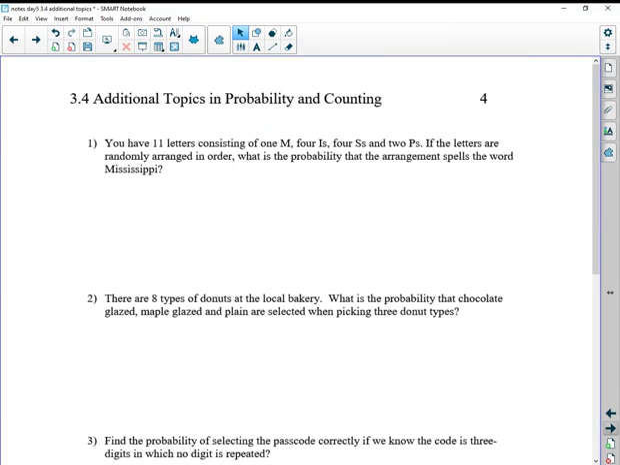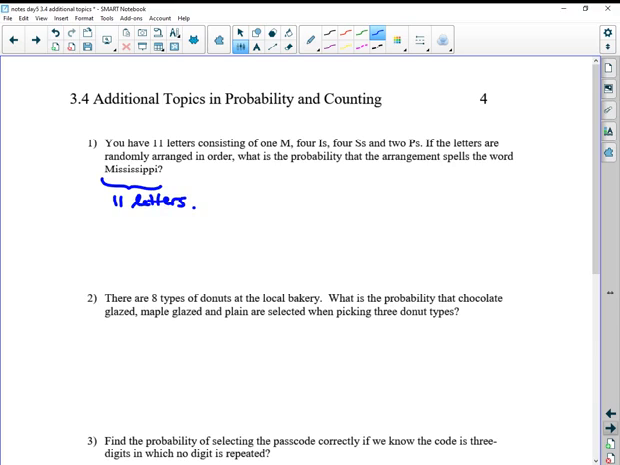Okay, so in this problem, we want to take these letters and see if we just throw them down. Are we going to be able to get the word Mississippi spelled if we just throw them down? What's the probability of that happening? Picking them out of a hat. We have how many letters in all? There are, let's see, there are 11 letters in this word.